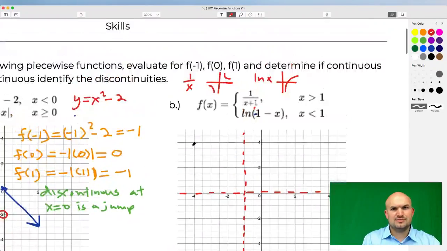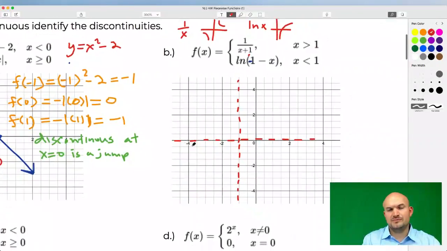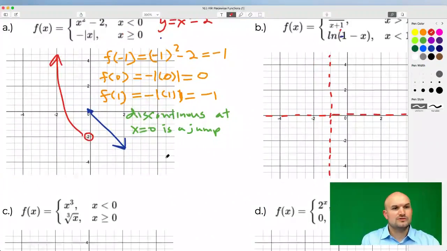Did I say domain and range? No, we don't have to do domain and range. Whew, thanks. Sweet. All right.